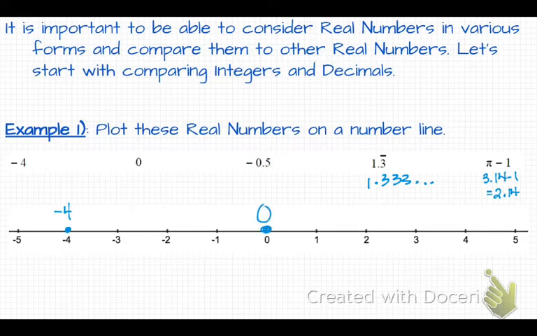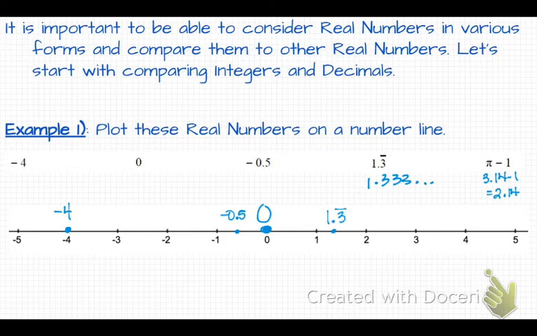Now, what about -0.5? Between -1 and 0, and is it closer to 1, closer to the other, or exactly halfway? Exactly halfway. Good. What about 1.3 repeating? Where does that one go? In between 1 and 2. Where is it closer to? 1. A little bit closer to 1, about here.